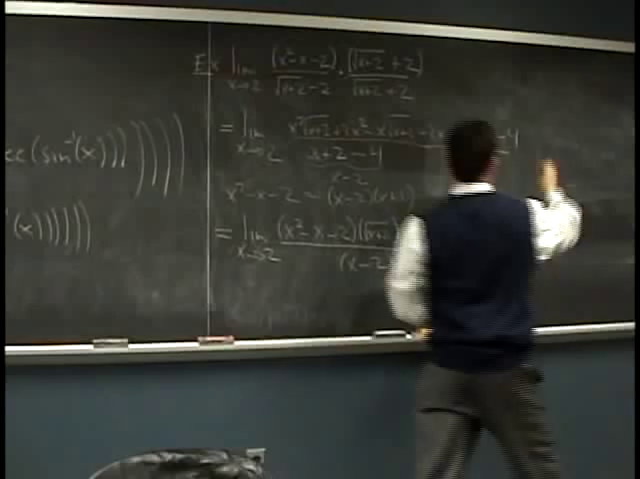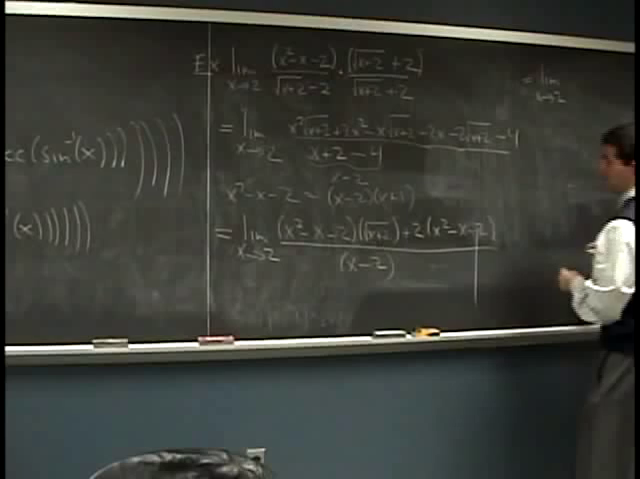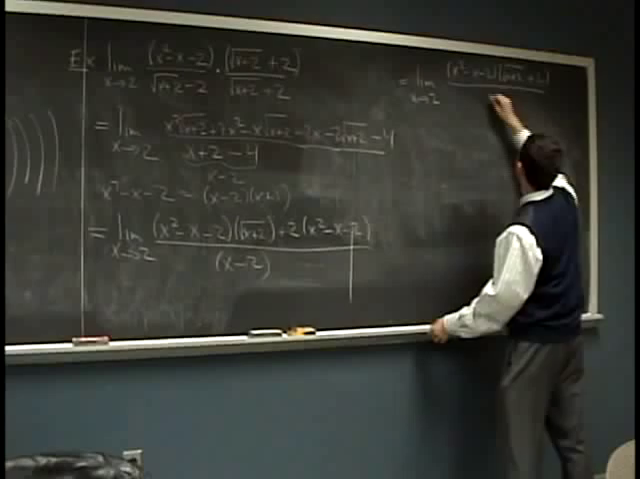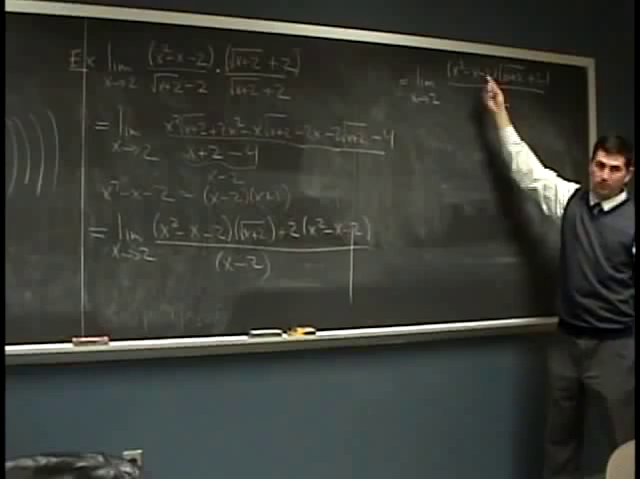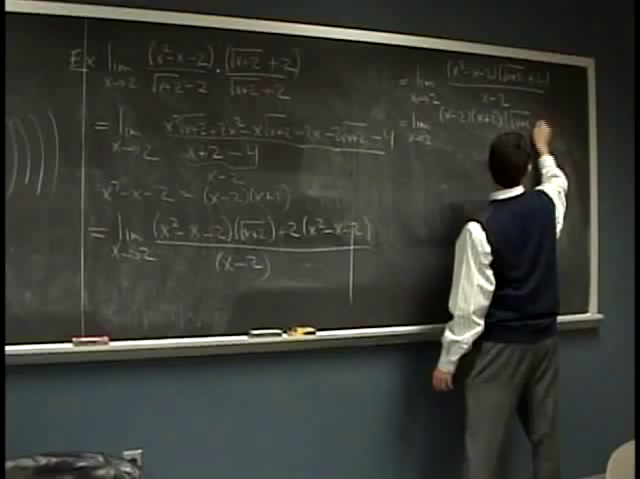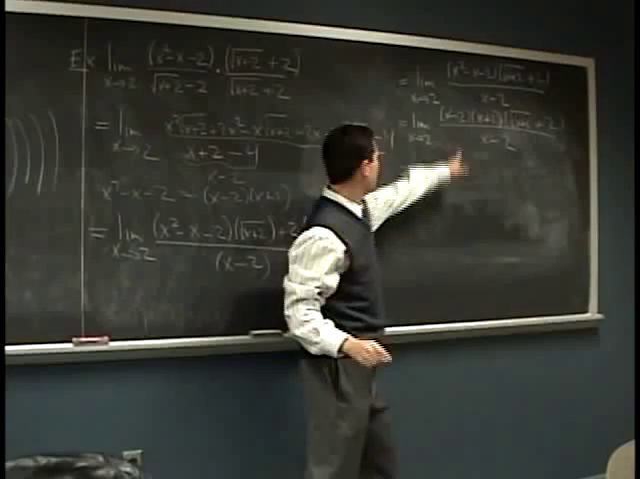And sometimes you do the right thing and you get back where you started. And that's okay. So you have x squared minus x minus 2 times the square root of x plus 2 plus 2 over x minus 2. And now, as Hussein pointed out, this factors. It is x minus 2 times x plus 1. So x minus 2 times x plus 1 times the square root of x plus 2 plus 2 over x minus 2. All right, and now the x minus 2s will cancel.